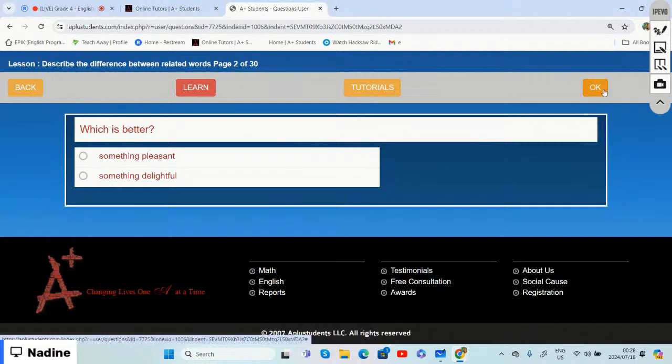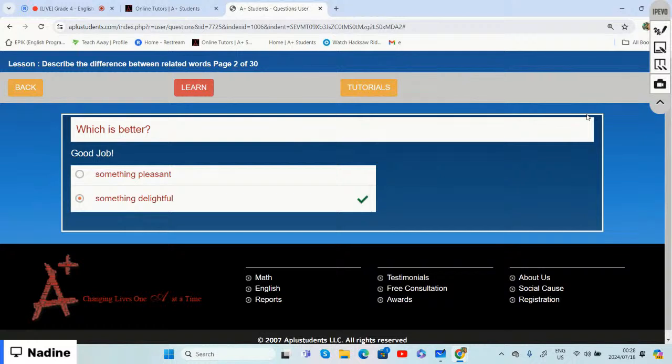All right. So you see, when it comes to related words, some would have one specific meaning, the others would have a different meaning, right? Which is good. But now in this case, it says which is better. And of course, if something were to be better, then it would be something that is delightful, right?